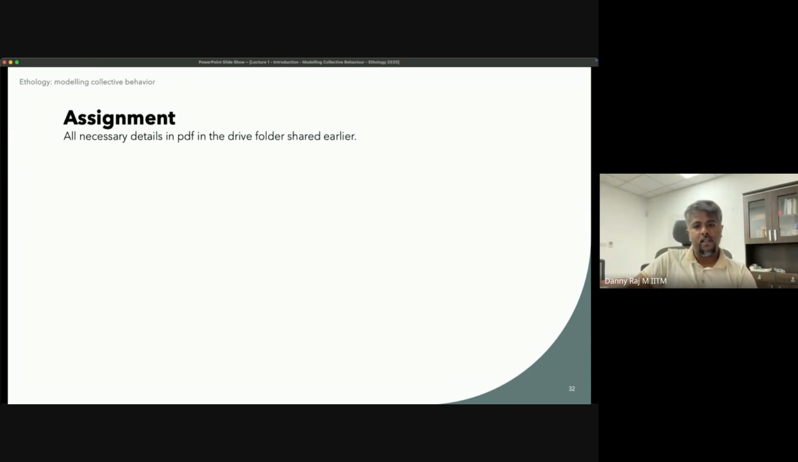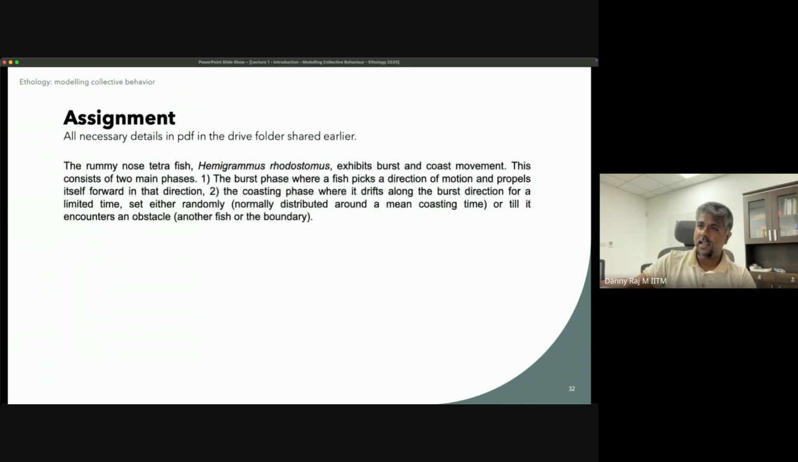So I put up a PDF. Professor Ganga shared a drive folder, right? There's a lecture 2 folder with all the necessary things. There's a PDF called assignment or something of that sort, where all the details are there. I'm just putting it again here to explain it to you.